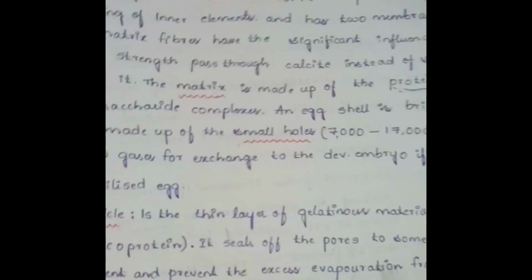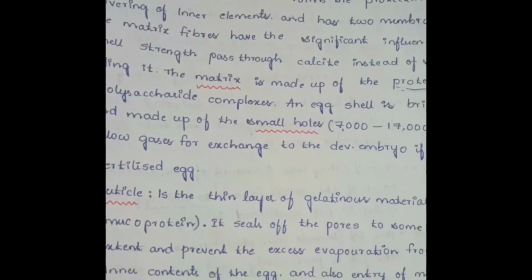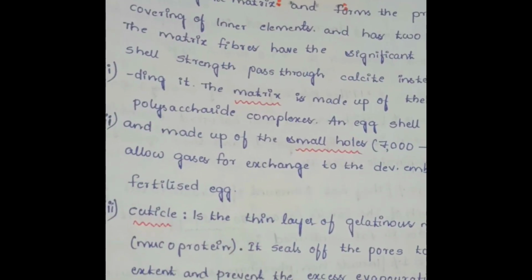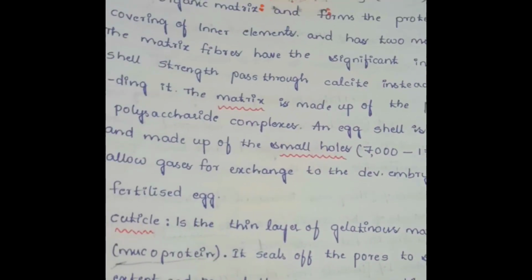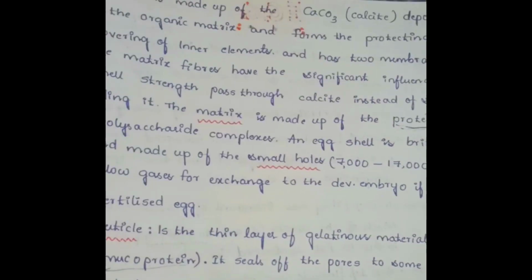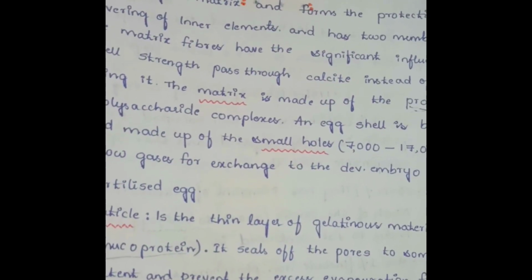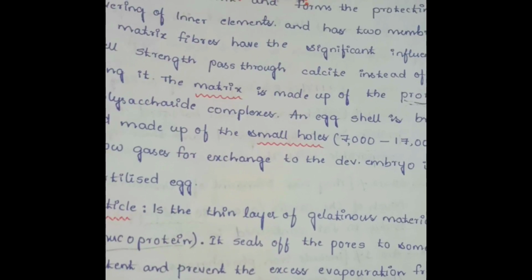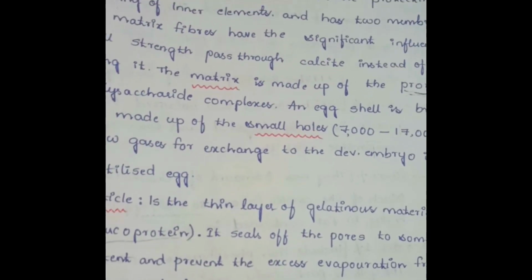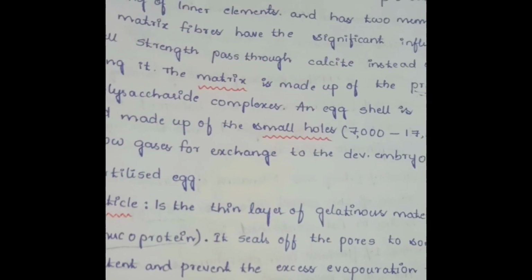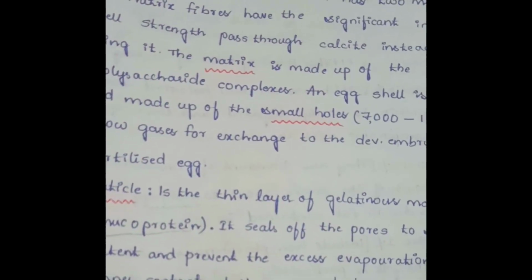Next, coming to the cuticle, it is a thin layer of gelatinous material called mucoprotein. It seals the pores to some extent and prevents excess evaporation from the inner content of the egg. As we said before, the shell consists of many small holes, and when there are holes, there is a chance of evaporation. So in order to protect the egg's inner material, the cuticle is the important layer. It's a mucoprotein which protects it.